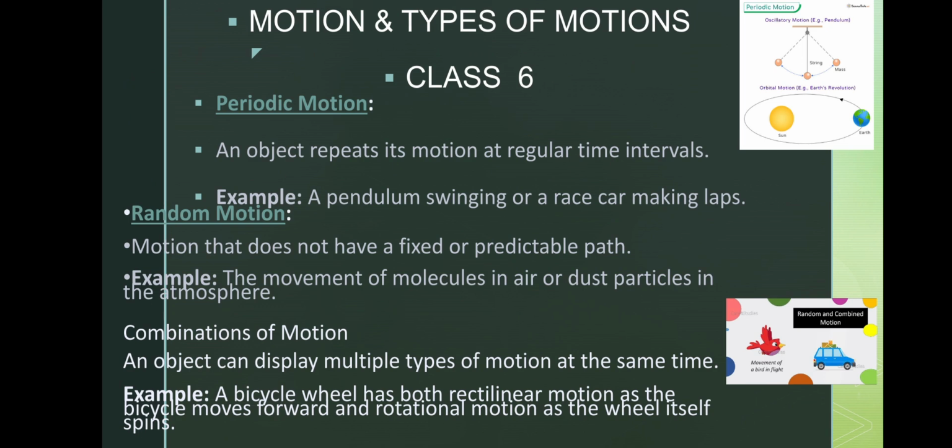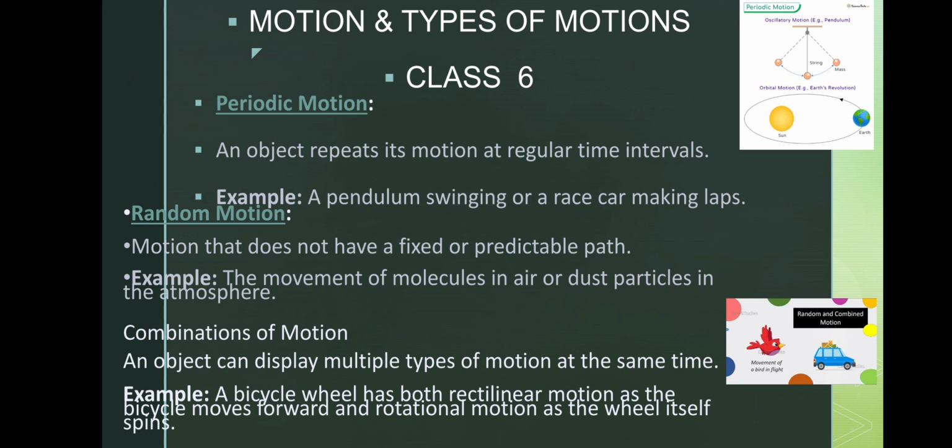Then the periodic motion. A periodic motion means an object repeats its motion at regular time intervals. Example: a pendulum swinging or a race car making laps. So they are the periodic motion because they take place at regular intervals of time.